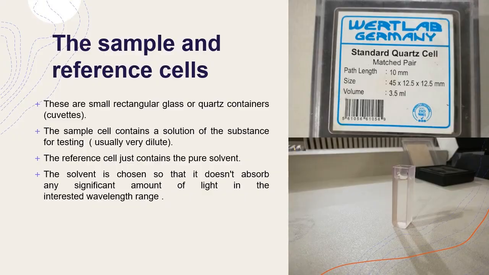In the case of a double beam spectrophotometer, there are two small rectangular glass or quartz containers called the sample cell and the reference cell. The sample cell contains a solution of the substance for testing. The reference cell just contains the pure solvent. The solvent is chosen so that it doesn't absorb any significant amount of light in the wavelength range of interest.